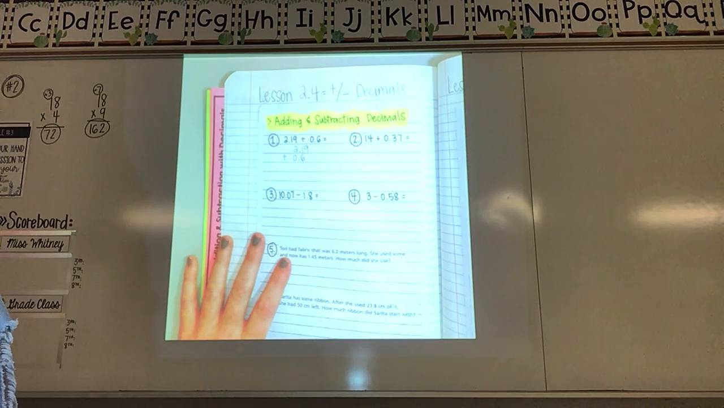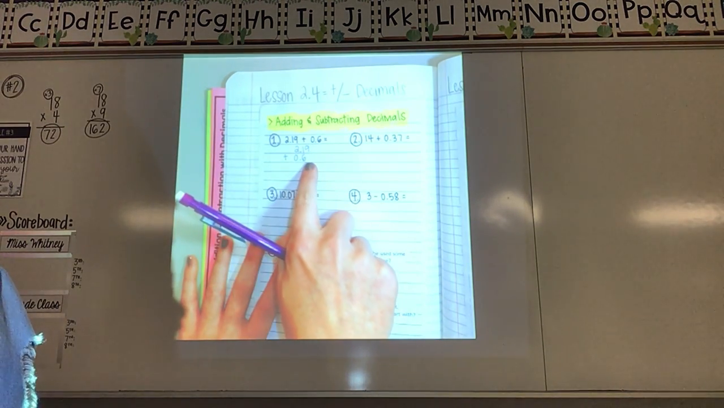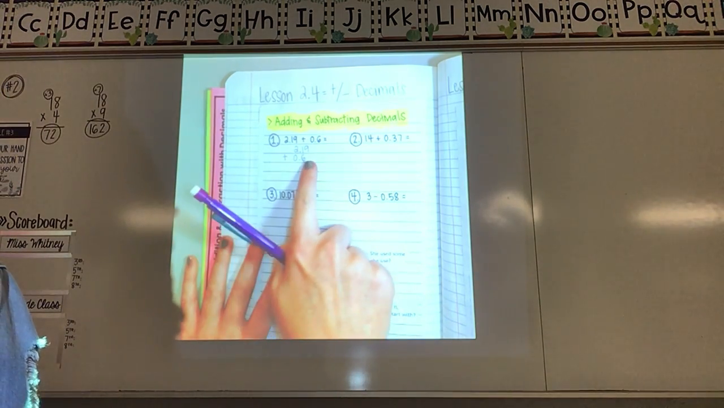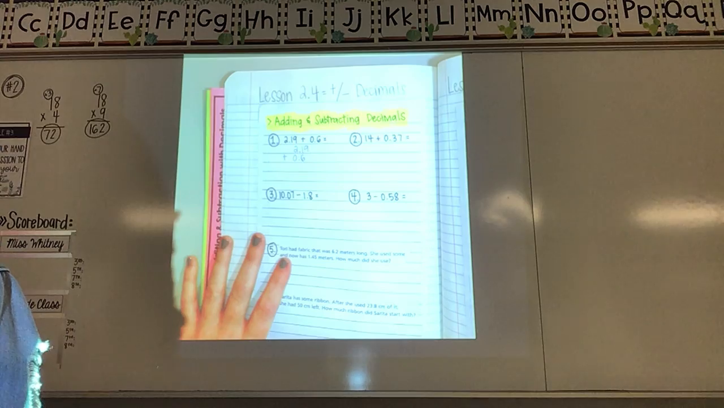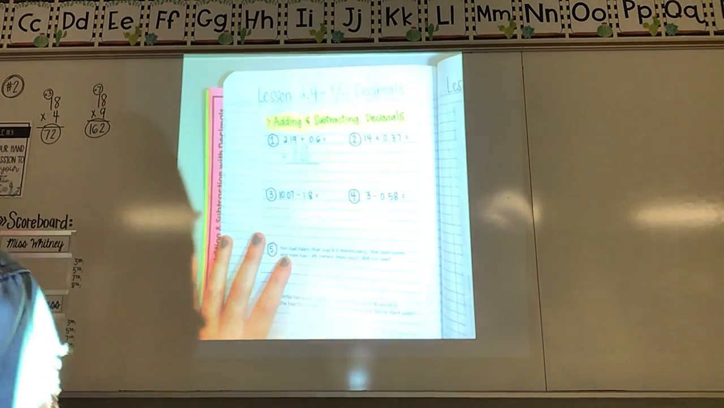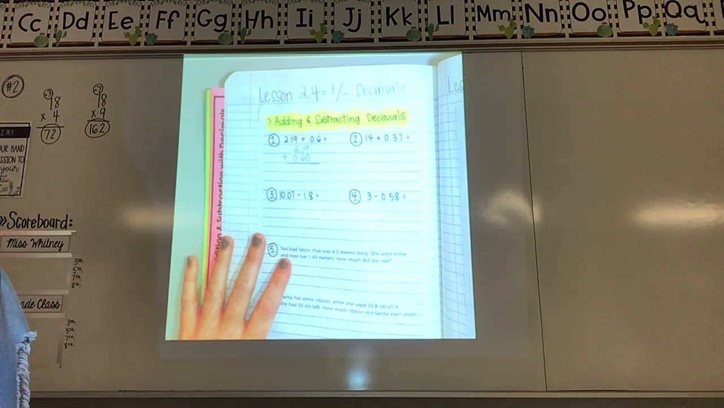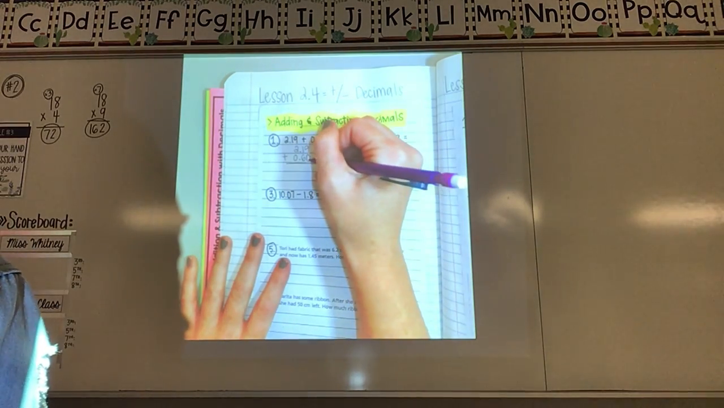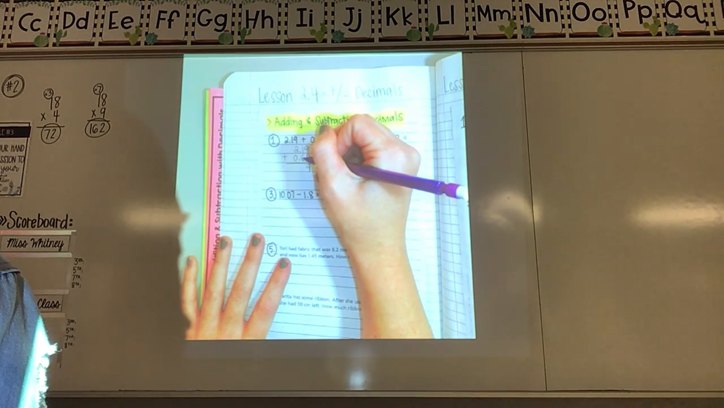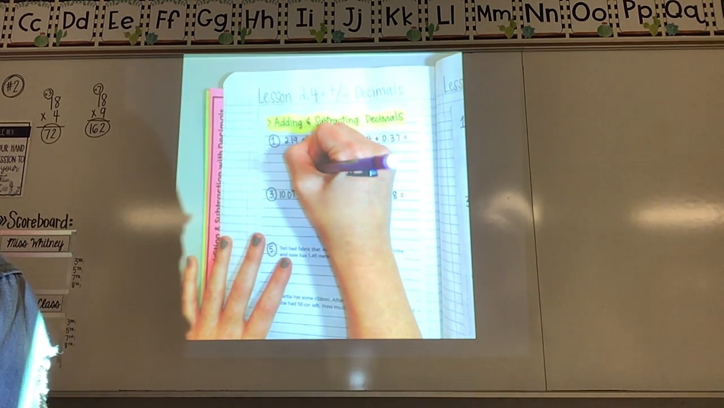When I get them right underneath each other like that, I see a blank space right here. And I don't like blank spaces because it makes it look a little bit weird. So what can I fill in my blank space with? A 0. Then it is ready to go and I can add those numbers up. So 9 plus 0 is 9. 1 plus 6 is 7.